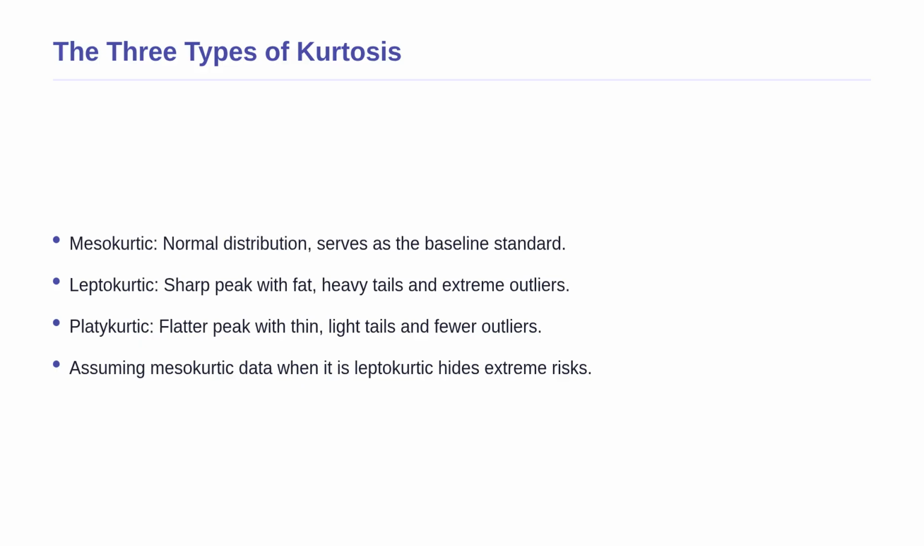On the other hand, a distribution with a flatter peak and thin, light tails is called platykurtic. This means it has fewer outliers and the data is more uniformly spread. If a researcher assumes biological data is mesokurtic when it is actually leptokurtic, they will severely underestimate the risk of extreme, potentially fatal medical events.